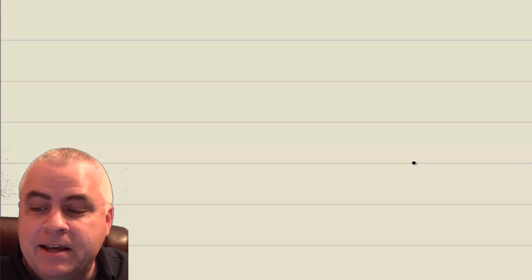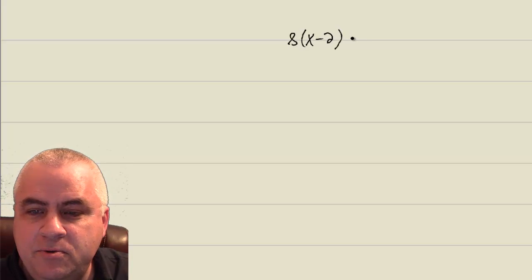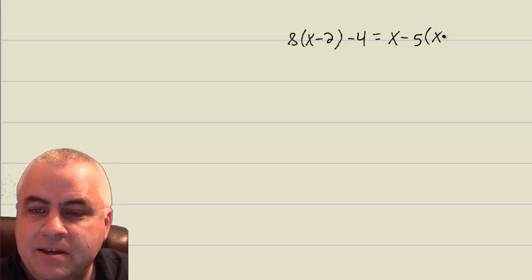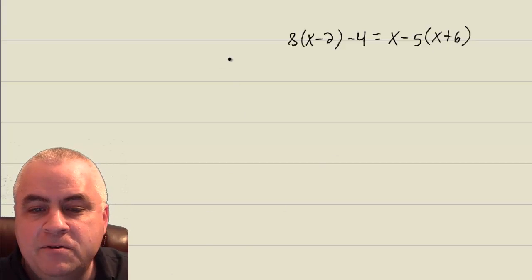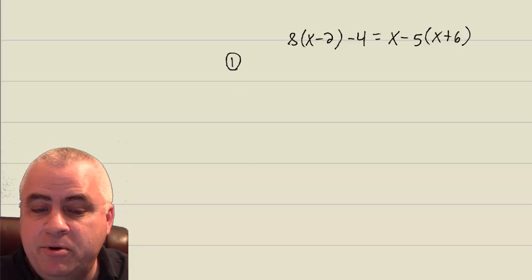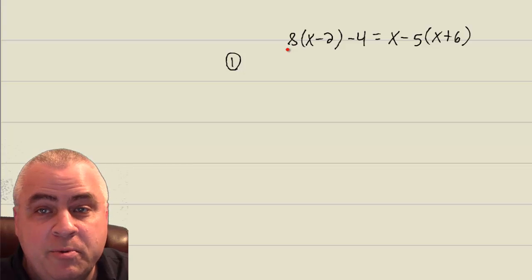Let's take a look at our second example. We got 8 times x minus 2, minus 4, is equal to x minus 5 times x plus 6. Now our first step is to get rid of parentheses. Well, in this problem we do have parentheses, and we do that via the distributive property.